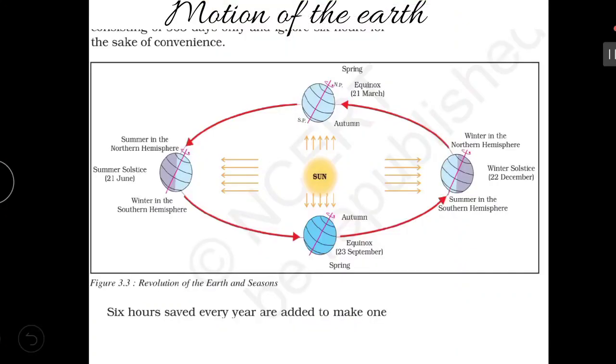Now here, can you see this diagram? This is the revolution of the earth and the seasons. How seasons change, how summer comes, how winter comes, how autumn comes. Okay, we will understand. Everything depends on the sun.